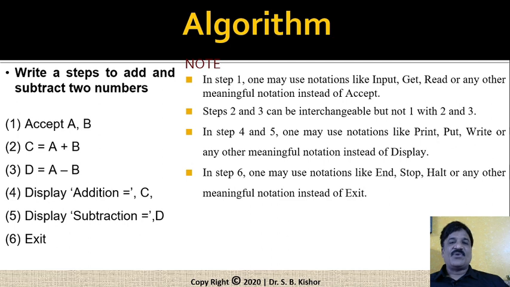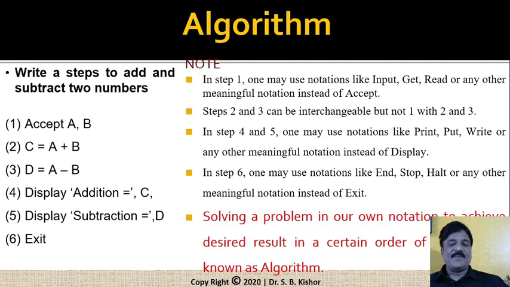Now the question arises, what is an algorithm? It is solving the problem in our own notation. Why are you solving the problem? To achieve a certain desired result. If you want to find the addition, you need to write the plus symbol only. If by mistake you write the multiplication symbol instead of plus, what will happen? You will get a result, but that result is not a correct one.